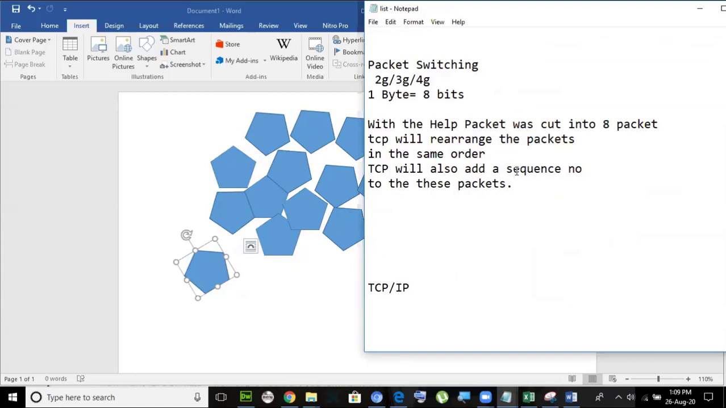Right. So TCP will do what? Remember the points.